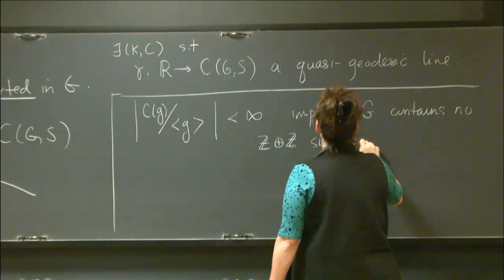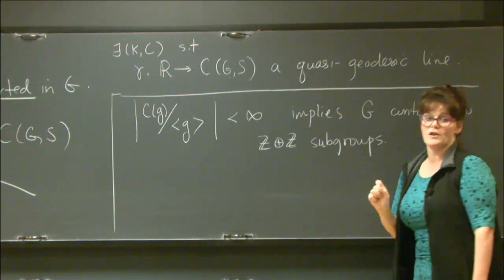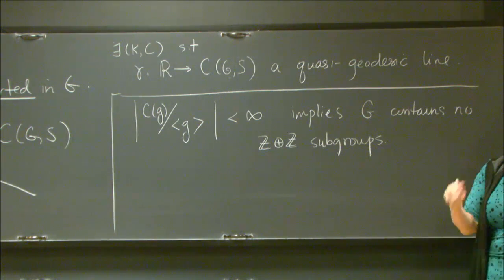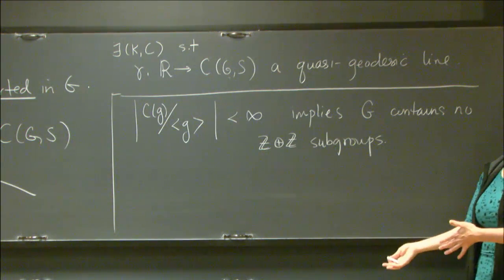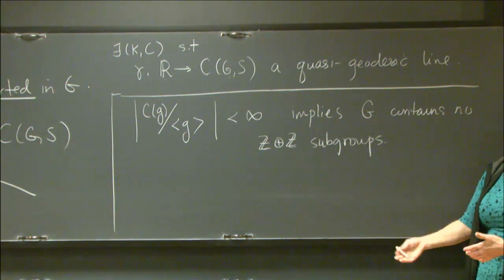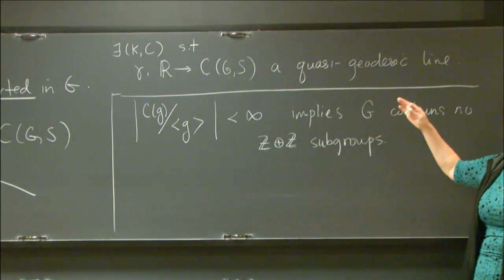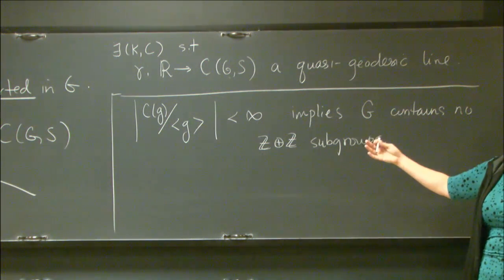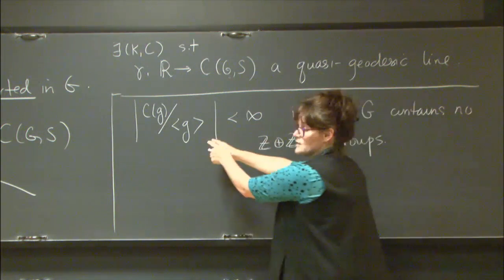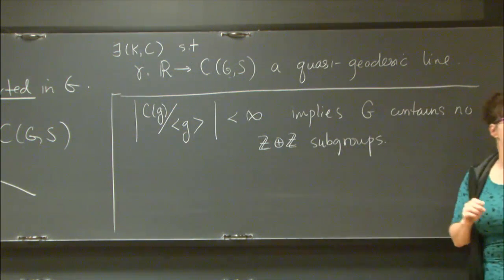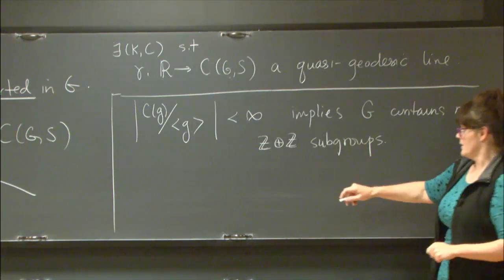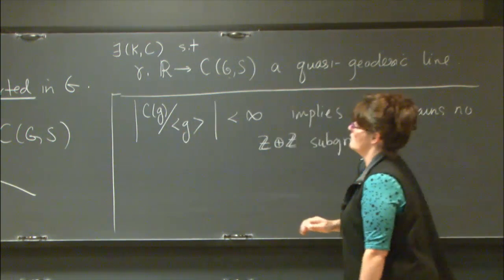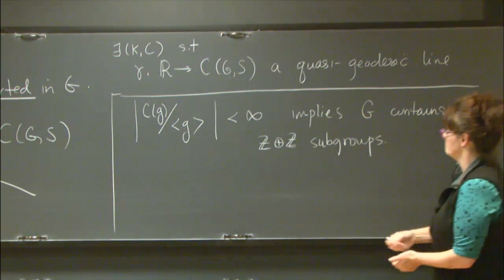We sort of intuitively already know that G should not contain Z plus Z subgroups because G is supposed to be negatively curved and Z plus Z is definitely not negatively curved. So this fact should be intuitively clear if you've heard anything in the last 8 days, right? But this is the way to think about it in terms of trying to prove it, this way of thinking about it, okay?